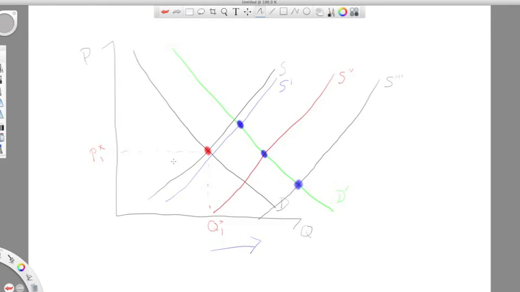What we don't know is what's going to happen to price. So that's where the big question mark comes in this example. Are we going from the red dot to this blue dot, right? This one up here, in which case price is going to rise. Price goes up, quantity goes up.